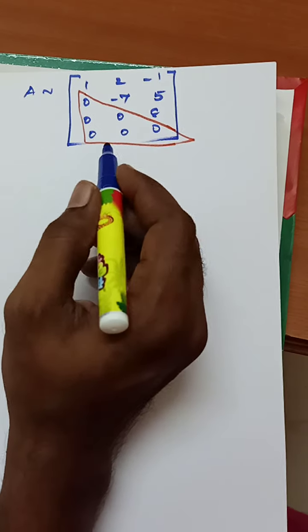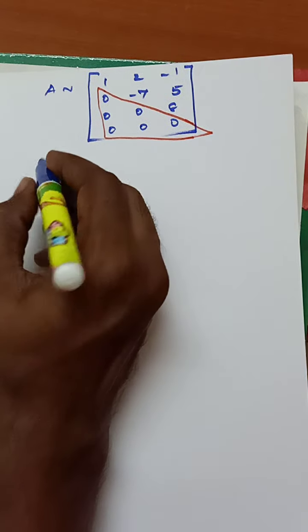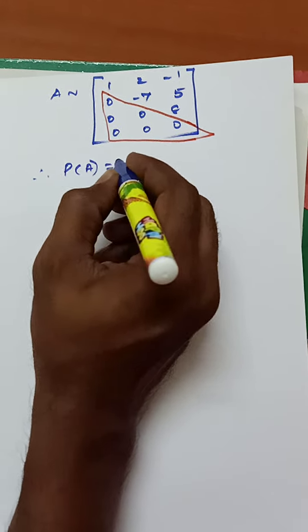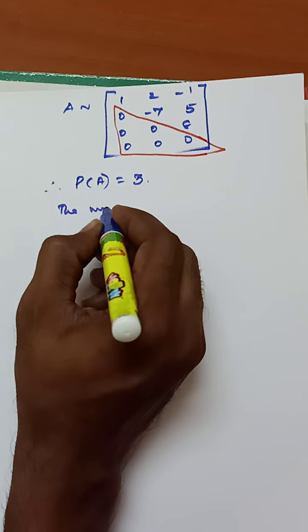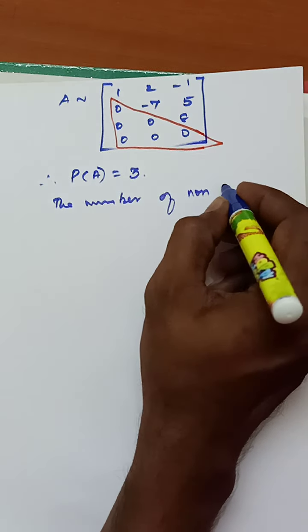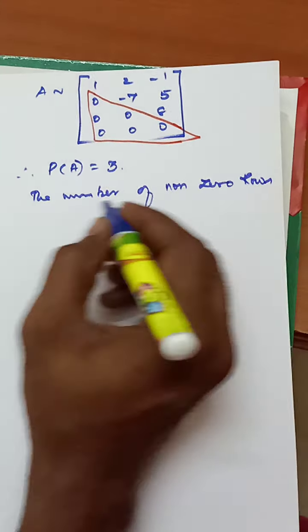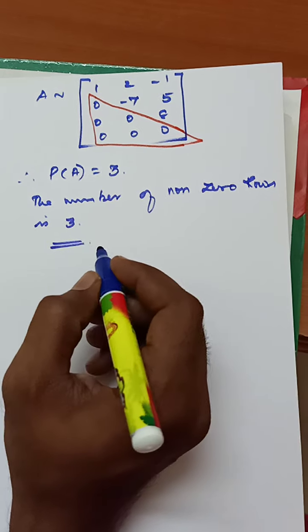So this is called echelon form. We call it the triangular form of zeros. Therefore rank of A equals 3. Why? Because the number of non-zero rows is 3. That's it.